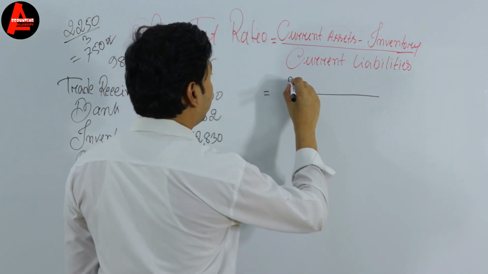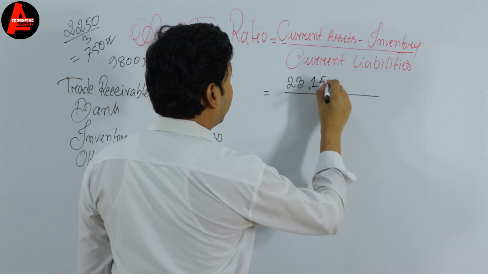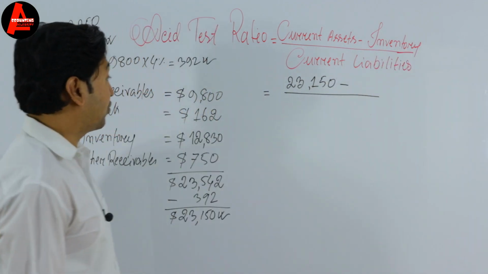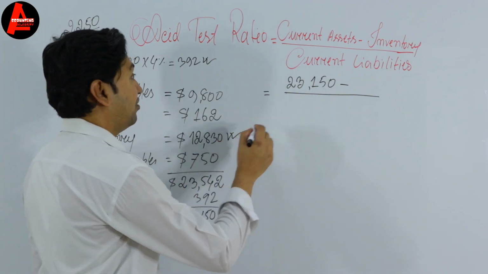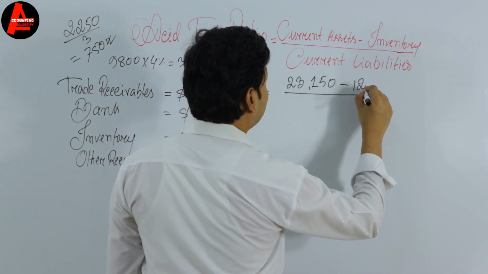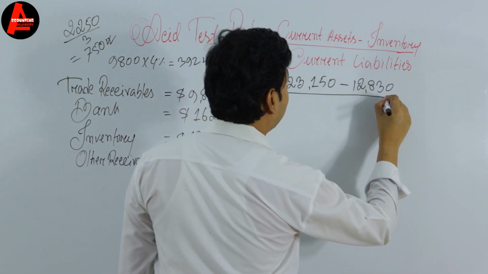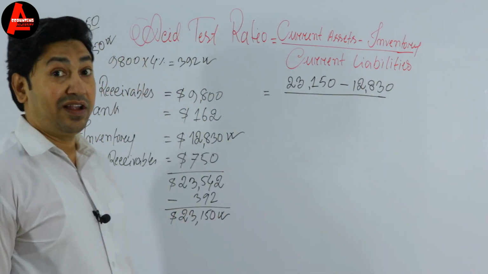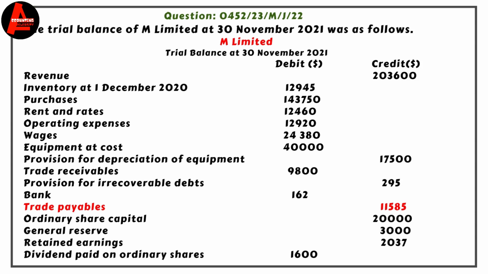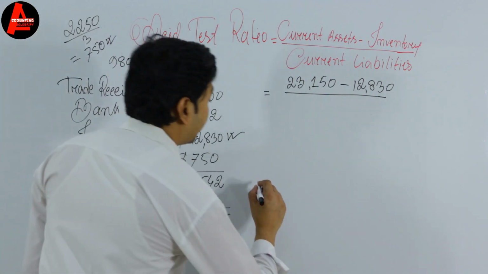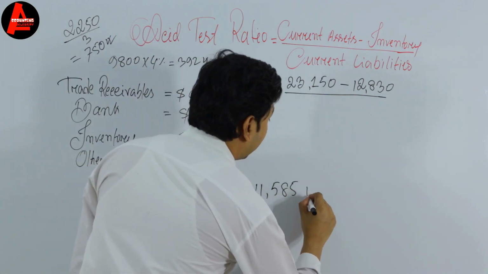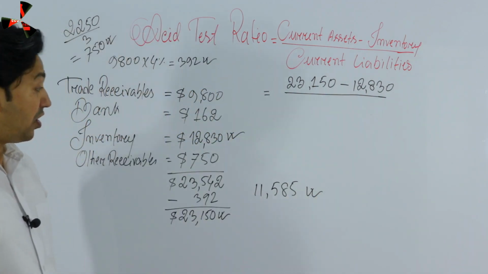So let us write here in this formula. Current asset we calculated $23,150. We will subtract closing inventory. It is here $12,830. Yeah, this one. So let us write here $12,830. Now we have to calculate our current liabilities. So let us have a look at the question. So here we see trade payables $11,585. This is our current liability. So let us write here trade payables $11,585.